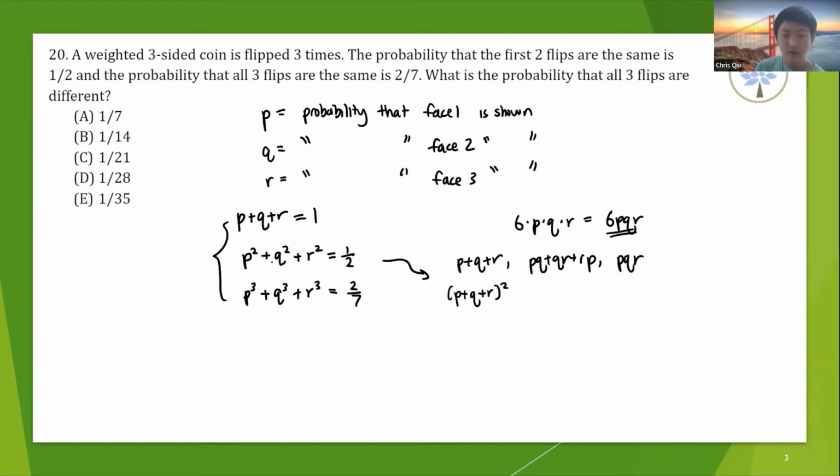So if we complete the square, we're going to have P plus Q plus R all squared minus 2 times PQ plus QR plus RP is equal to 1/2. And since we already know what P plus Q plus R is, we can find that PQ plus QR plus RP is equal to 1/4. And so now we have both P plus Q plus R and PQ plus QR plus RP determined. So now let's look at the third equation.